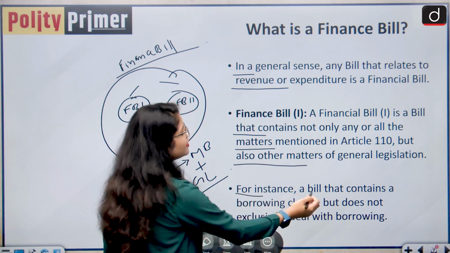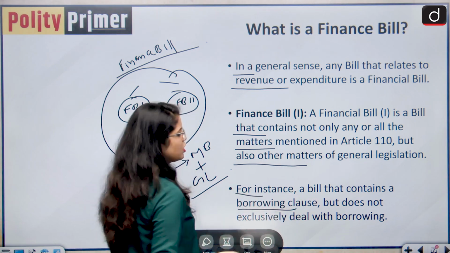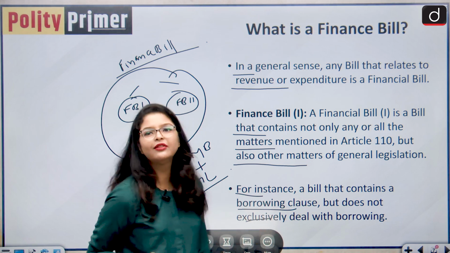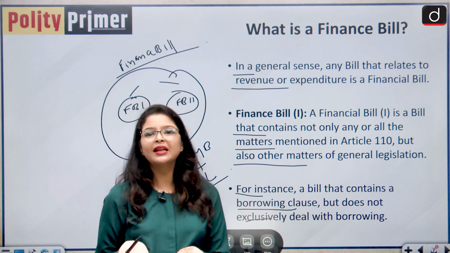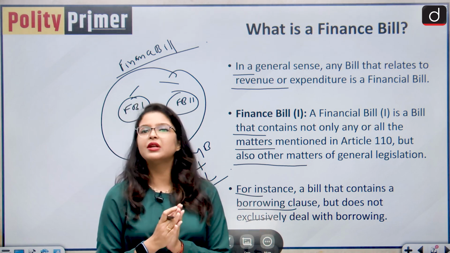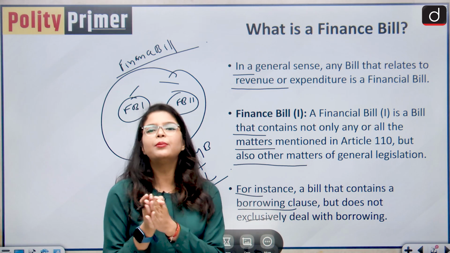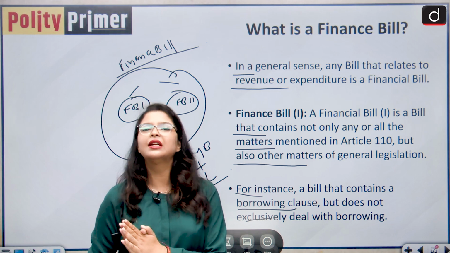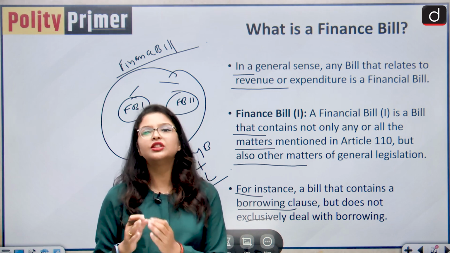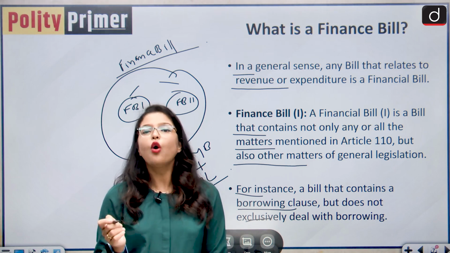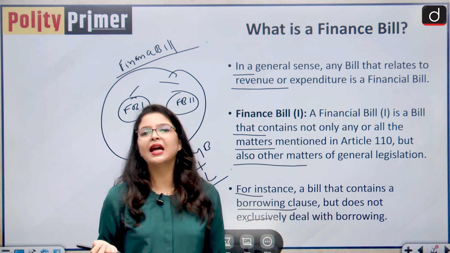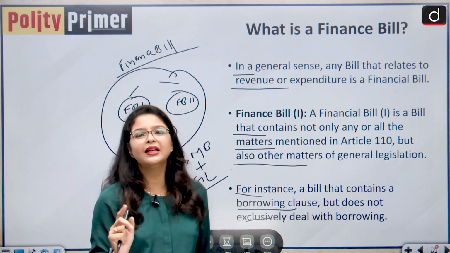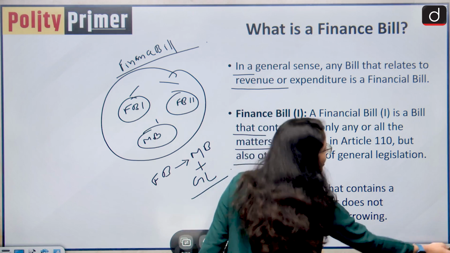For instance, a bill that contains a borrowing clause but does not exclusively deal with borrowing. It has some general legislation as well. So all of these bills will be categorized as financial bill of category 1. Now let us see the other categories.